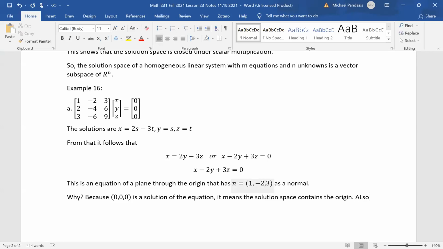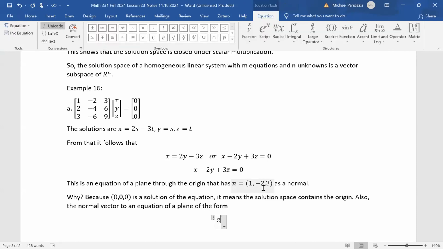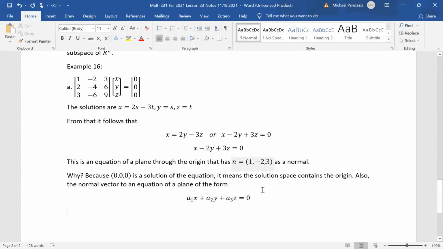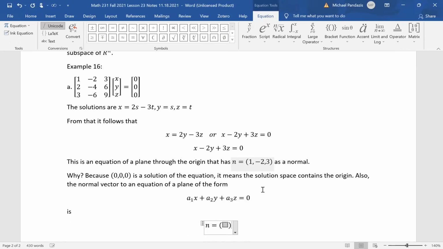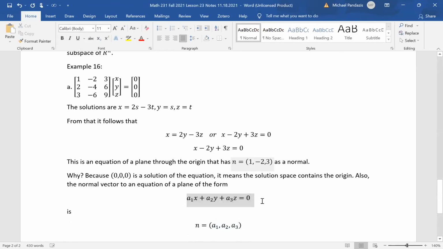Also, I already said this earlier, but I'll say it again. The normal vector to an equation of a plane of the form a1x plus a2y plus a3z equals 0 is the vector n equal to a1, a2, a3. Remember, you need your equation to equal 0 in order to be an equation of a plane through the origin.